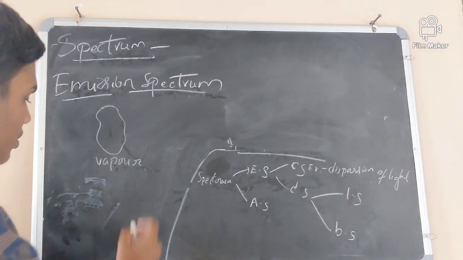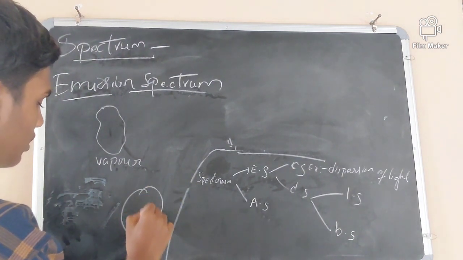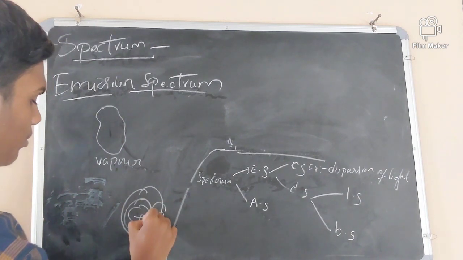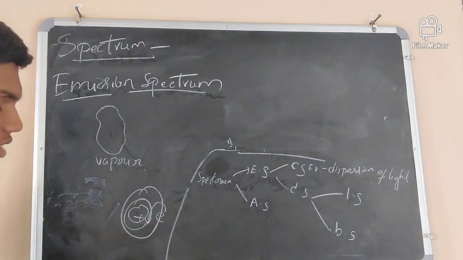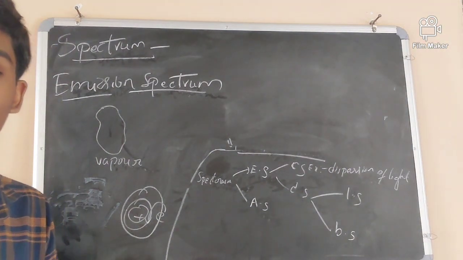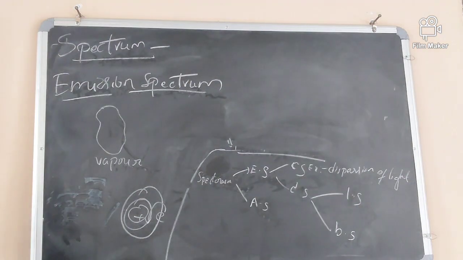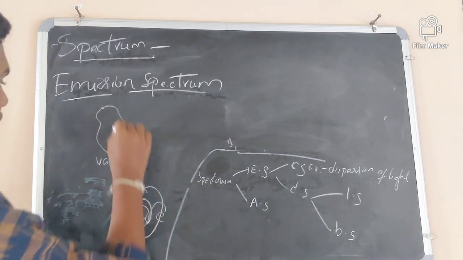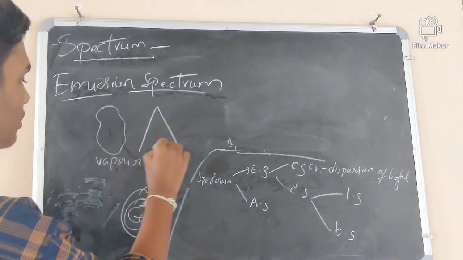So to attain stability, what happens? The electrons again jump from higher orbit to lower orbit. This is also called de-excitation of electrons. And the emitted energy is in the form of radiation.